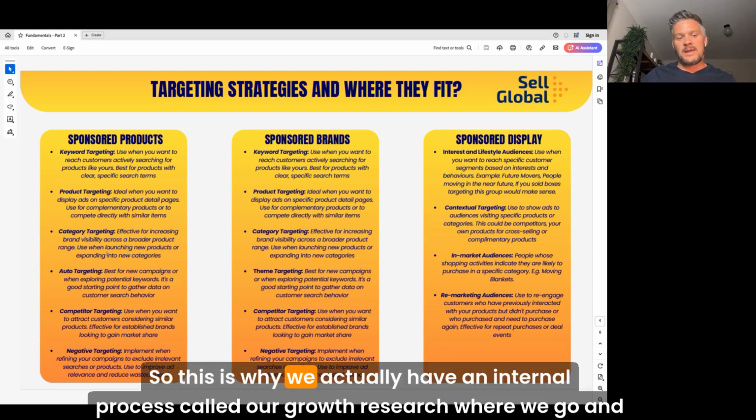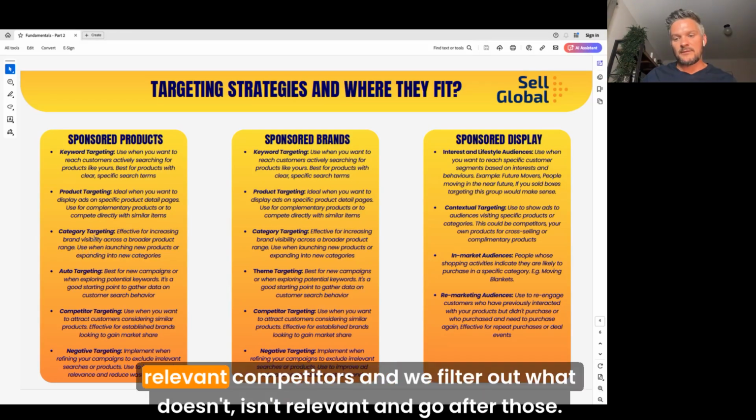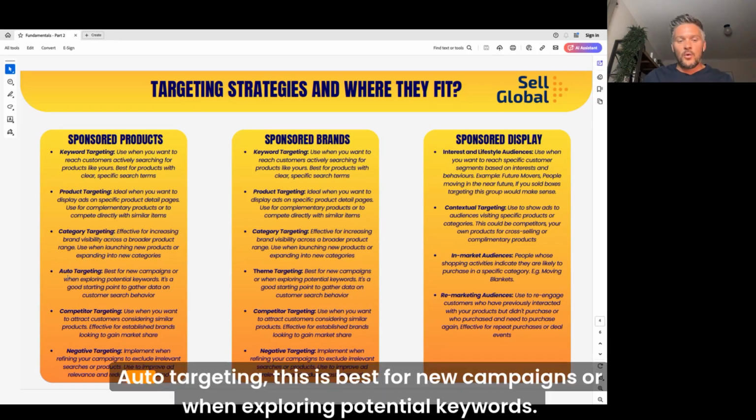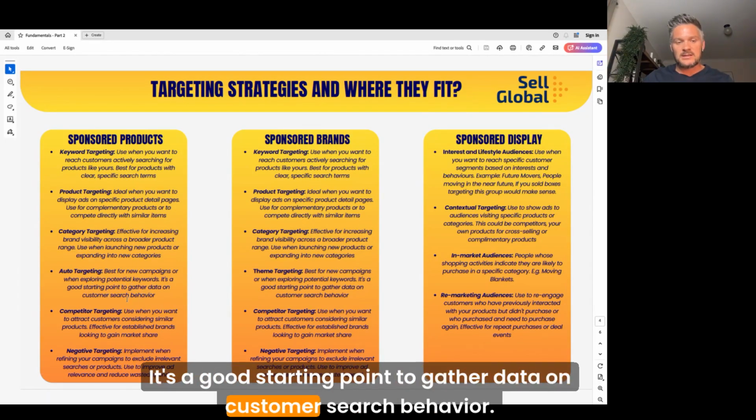This is why we have an internal process called our growth research, where we scrape relevant competitors, filter out what isn't relevant, and go after those. But category targeting is a good way, once you've maxed out all of that, to try and find new and additional traffic to go after. Auto targeting is best for new campaigns or when exploring potential keywords. It's a good starting point to gather data on customer search behavior.